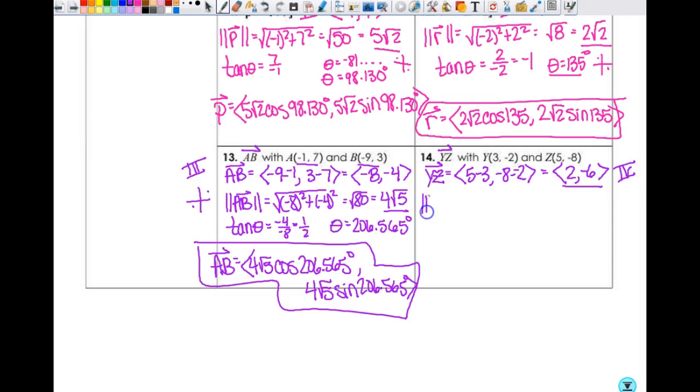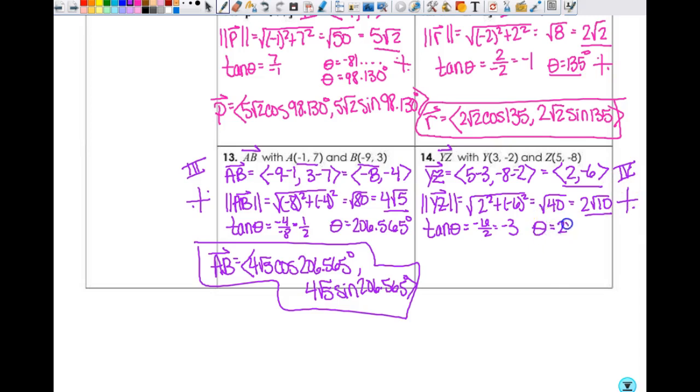All right, so then my magnitude of this vector is equal to the square root of 2 squared plus negative 6 squared. It's going to be the square root of 40, just 2 square root of 10. There's my magnitude. Tangent of theta is equal to negative 6 over 2, which is negative 3. When you find the tangent inverse of negative 3 in your calculator, you're going to get a negative angle, negative 71 something. Okay, well, a negative 71 something is in the 4th quadrant. I want a 4th quadrant angle, but I want it positive, which means I have to add a whole 360.